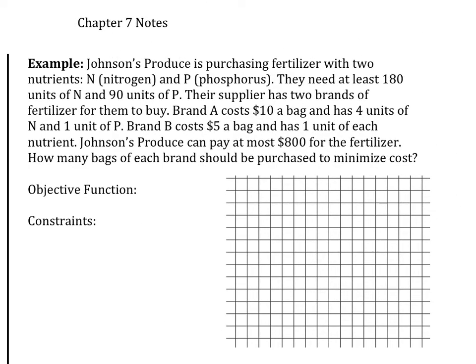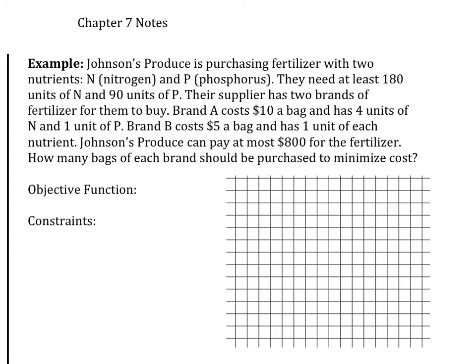Johnson's Produce is purchasing fertilizer with 2 nutrients, N, nitrogen, and P, phosphorus. They need at least 180 units of N and 90 units of P. Their supplier has 2 brands of fertilizer for them to buy. Brand A costs $10 a bag and has 4 units of N and 1 unit of P. Brand B costs $5 a bag and has 1 unit of each nutrient. Johnson's Produce can pay at most $800 for the fertilizer. How many bags of each brand should be purchased to minimize cost?